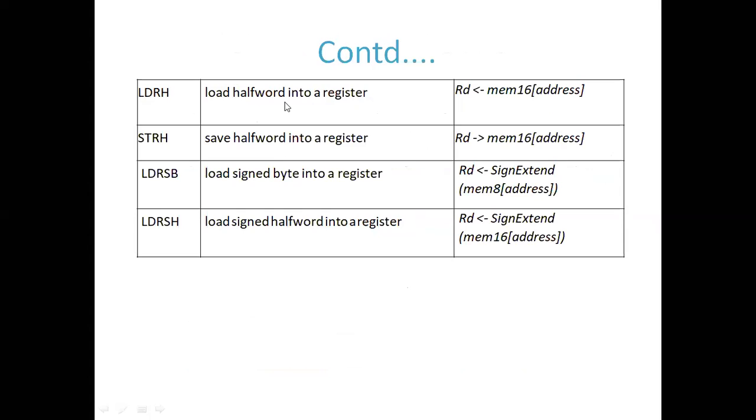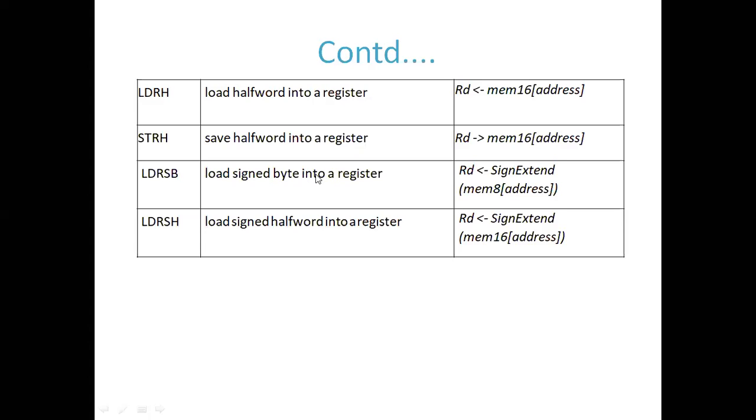That is load half word into a register. Half word in the sense that 16 bits, right? So what I am doing is that a 16-bit value is moved from a given address into a destination register. And STRH, store half word, you are moving a 16-bit value from a destination register into a given address.